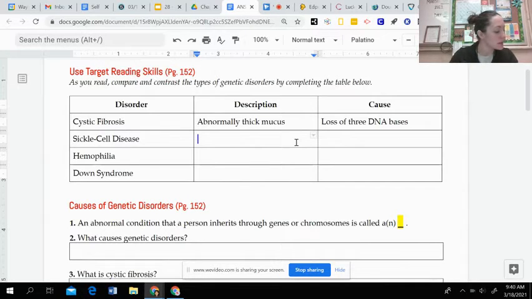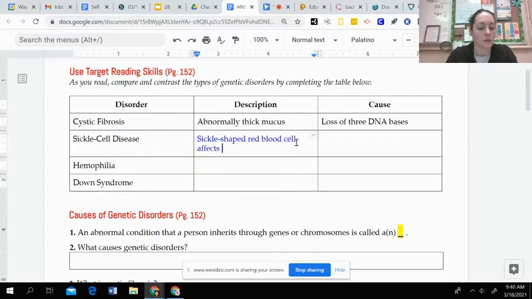So sickle cell disease is where we could say there's a sickle-shaped red blood cell. We can say it affects hemoglobin protein. Right? The cause of this is a co-dominant allele with the normal allele.